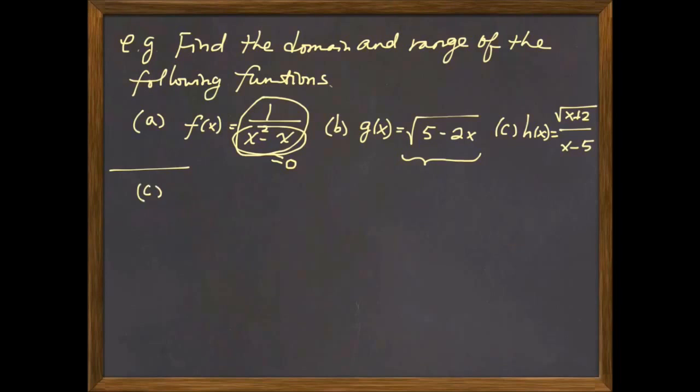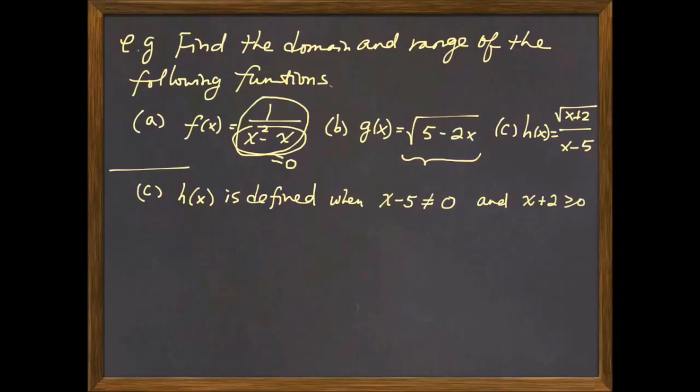Now part C is kind of a combination of those two concepts we've talked about. It contains both a fraction and a radical. So first let's deal with the fractional portion of this. The function h will be defined everywhere except when the denominator is equal to 0. Well, that is when x minus 5 is equal to 0. And it would be defined as long as the radicand is greater than or equal to 0. So that is when x plus 2 is greater than or equal to 0.